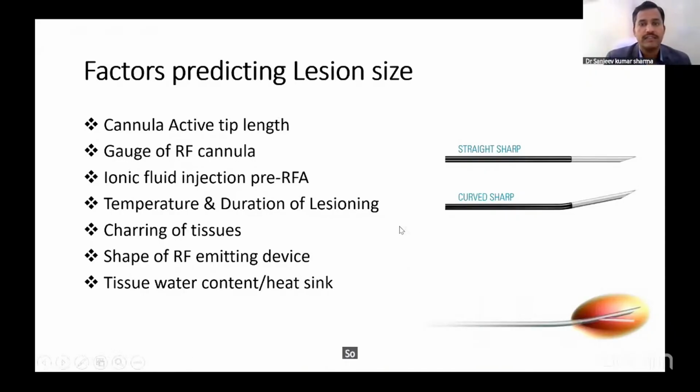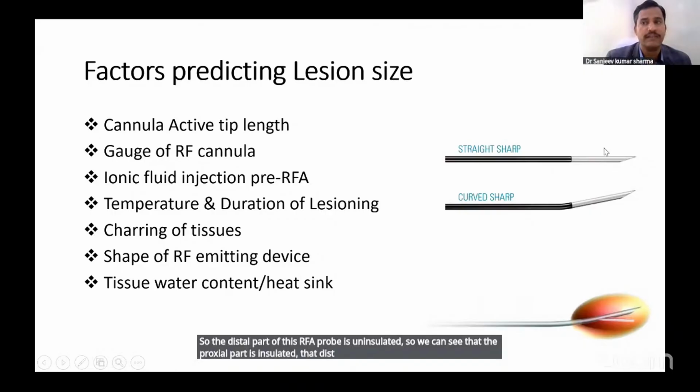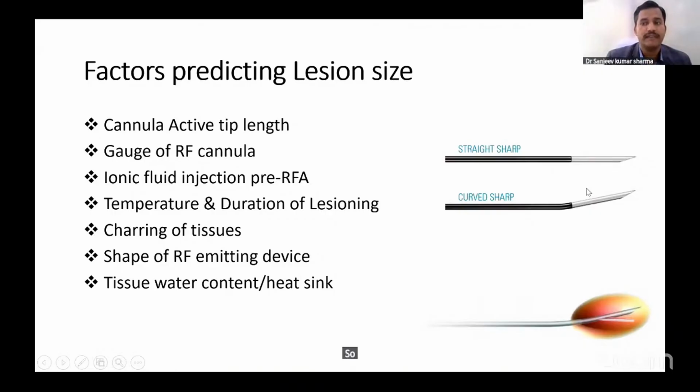So the distal part of this RFA probe is uninsulated. We can see that the proximal part is insulated, and the distal part is uninsulated. So this uninsulated part gets heated up and it produces the heat lesion. The more the tip length, the larger the lesion size produced.